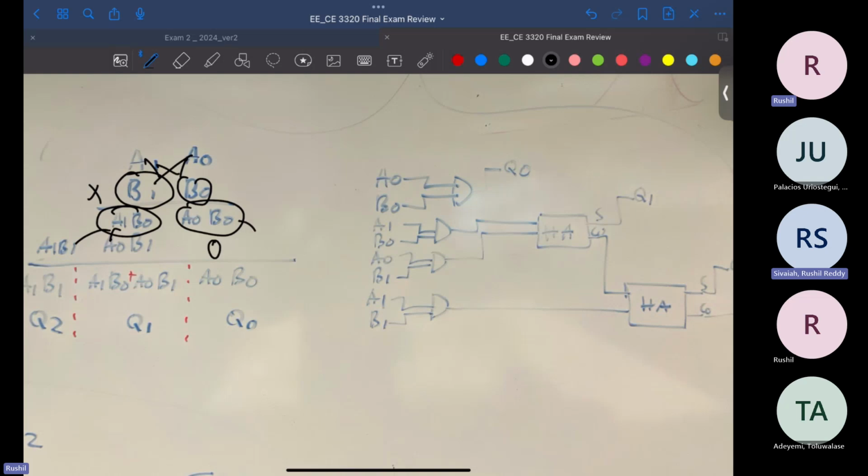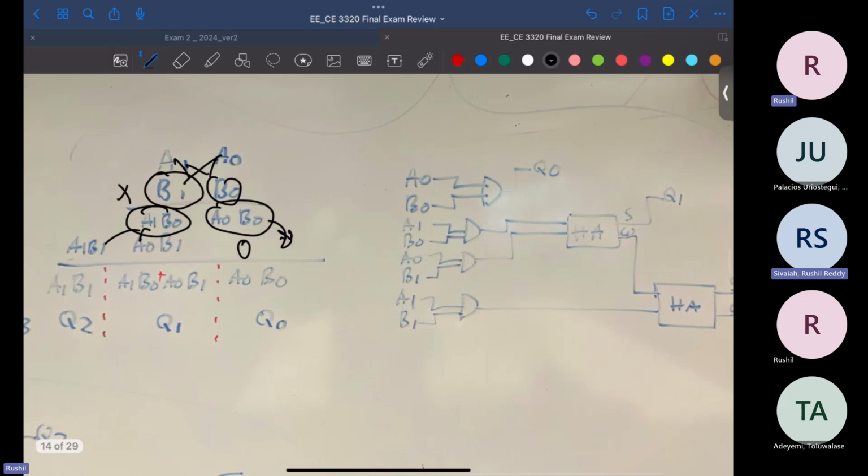Well, you need to add these two values right over here, because we added A1B0 plus A0B1. So we need some way to add them. So we use an adder, the half adder. If you want, you could convert those into a gate level thing, but it's easier if we just use the box.